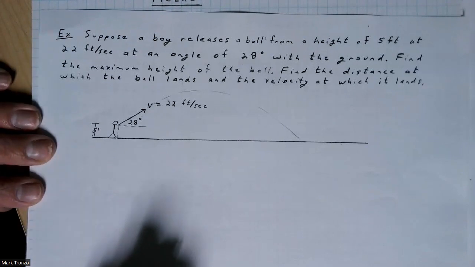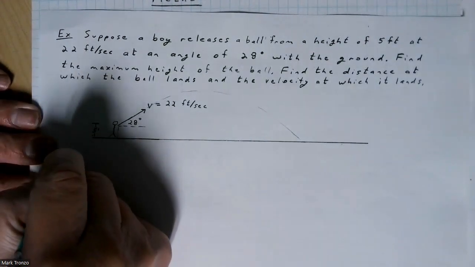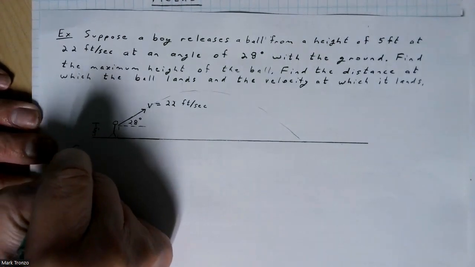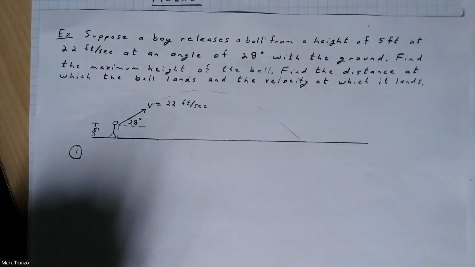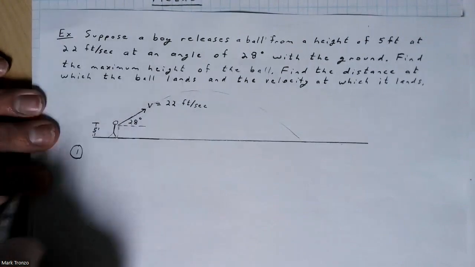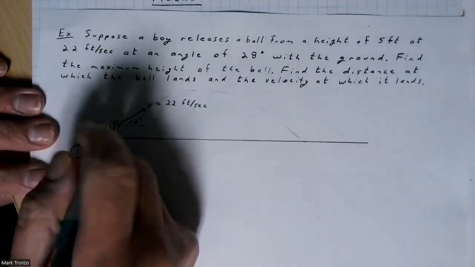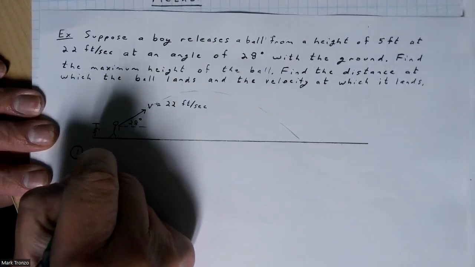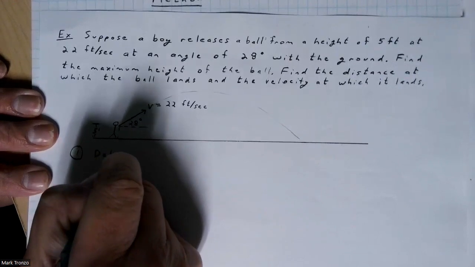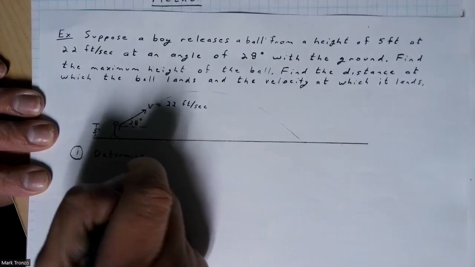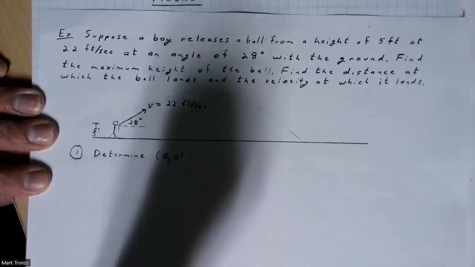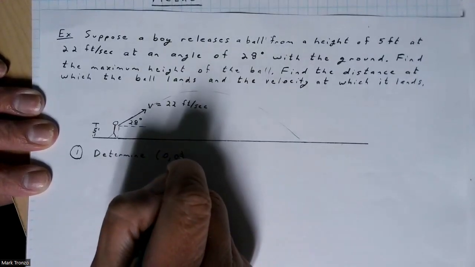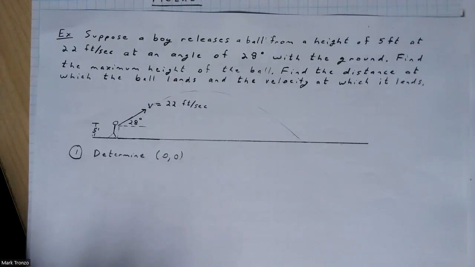And so there's several things we want to do. Number one, first determine the coordinates and determine the 0, 0 point. So again, we're assuming we're going to have x and y components.